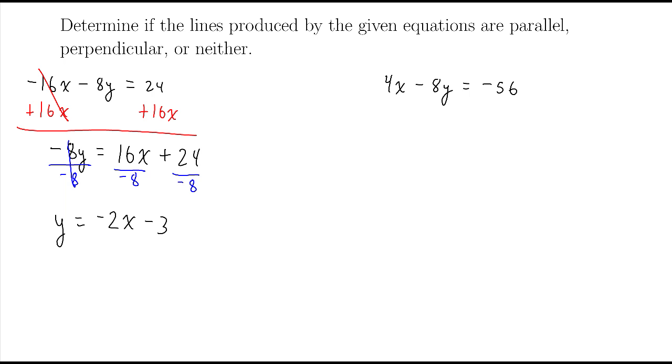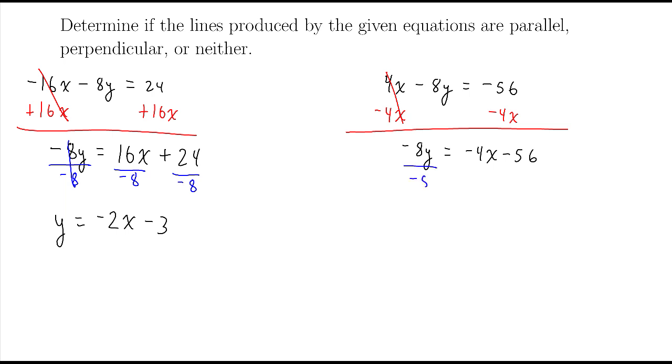Now let's look at 4x minus 8y equals negative 56. Same thing, I need to get y by itself. So let's get rid of the x variable term that's on the left side. So we'll subtract it away. 4x minus 4x will cancel. That will leave me with negative 8y equals negative 4x minus 56. Okay, again, these are not like terms, so I can't put them together, so I'd have to leave them as separate terms. Okay, I'm going to divide everything by negative 8.